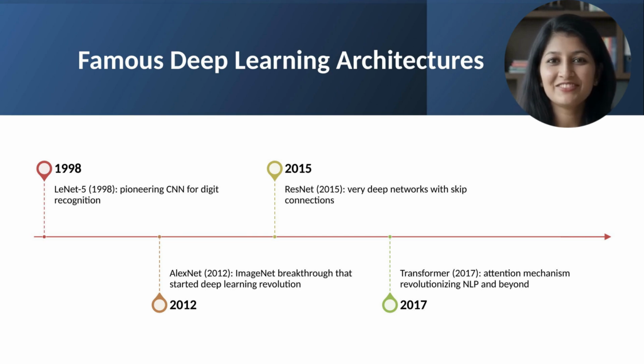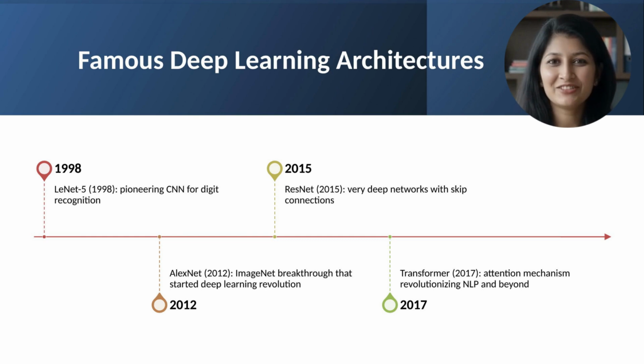ResNet in 2015 introduced residual connections, or skip connections. These allow gradients to flow directly through the network, enabling much deeper architectures. Before ResNet, networks struggled beyond 20-30 layers due to degradation and vanishing gradients. ResNet demonstrated successful 152-layer networks and spawned variants with 1,000 plus layers. Skip connections became fundamental to modern deep architectures.